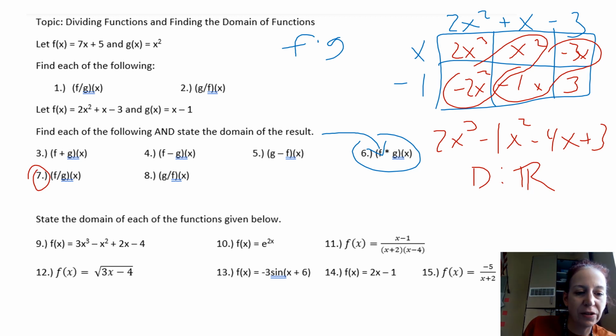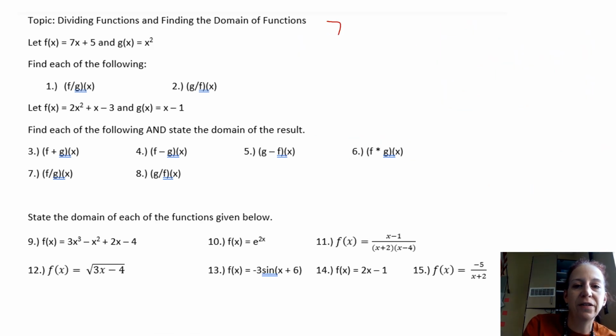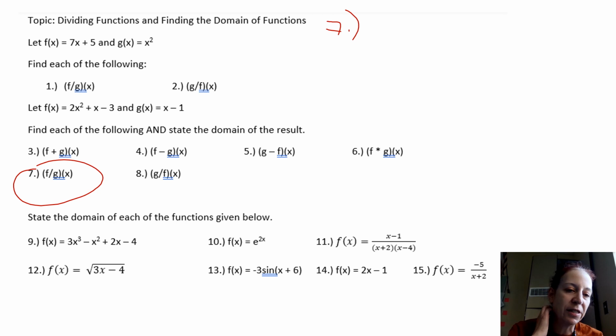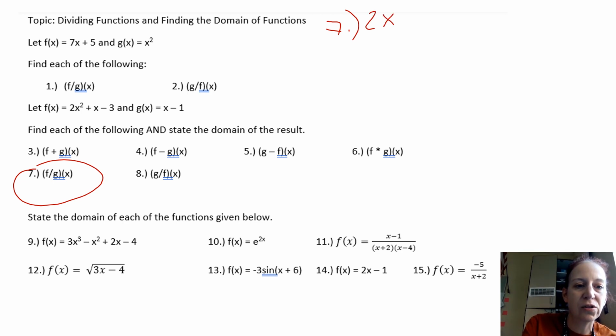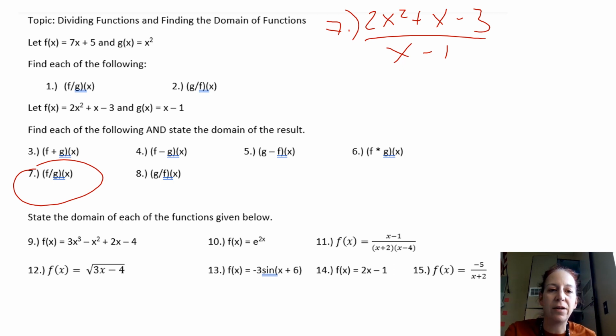Okay, and the last one we're going to do is number 7. I'll do 7 over here. And so this is a division one. And just like the ones above it, the first part is just a notation. So we're going to do function f, which is 2x squared plus x minus 3, over g, which is x minus 1. And then to do the domain part, we ask ourselves two questions.